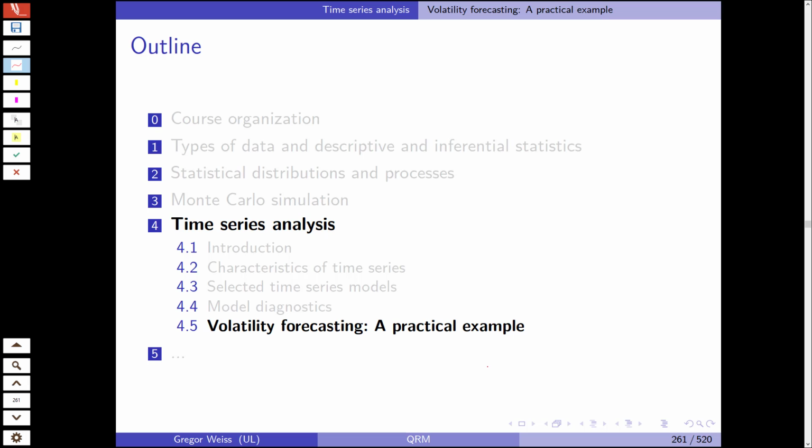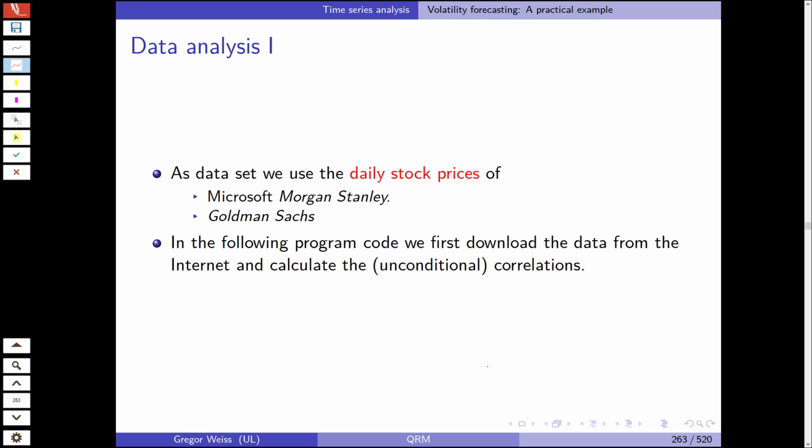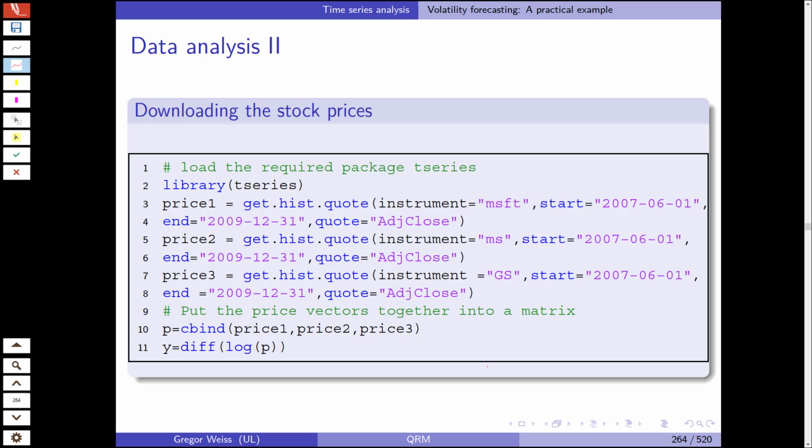We've seen the models, we've seen the model diagnostics, and now let's bring this to the data and do a practical example in R. Now, we will apply different models for univariate models, and we then will also do a multivariate dynamic model. So as data, we use the daily stock prices of Morgan Stanley, Microsoft, Goldman Sachs, and in the following program, we first download the data from the internet and calculate the unconditional correlations.